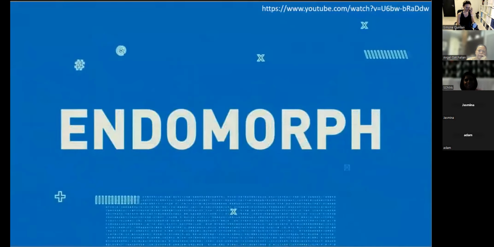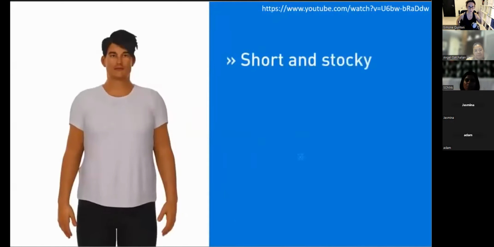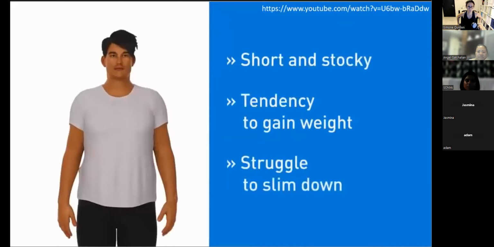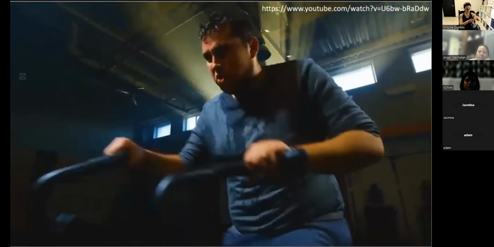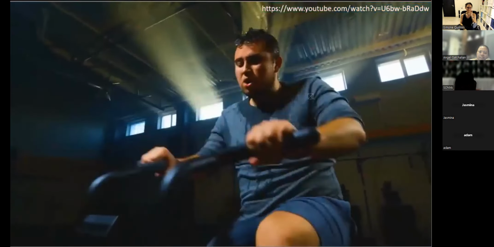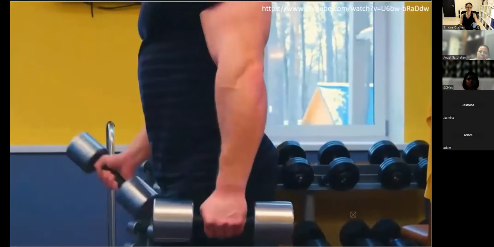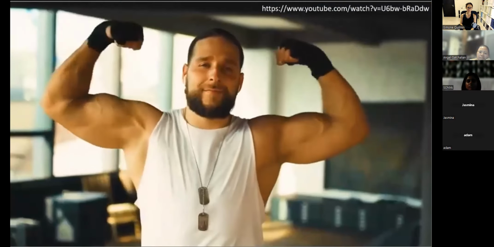Then there are endomorphs. These are the exact opposite of the previous type: short, stocky, and with a tendency to gain weight from every single crumb eaten after lunch. These guys struggle to slim down, and their prominent gut and wide hips stand in the way of their athletic success. On the bright side, the endomorphs are naturally more powerful than ectomorphs, and they make excellent bodybuilders or weightlifters.